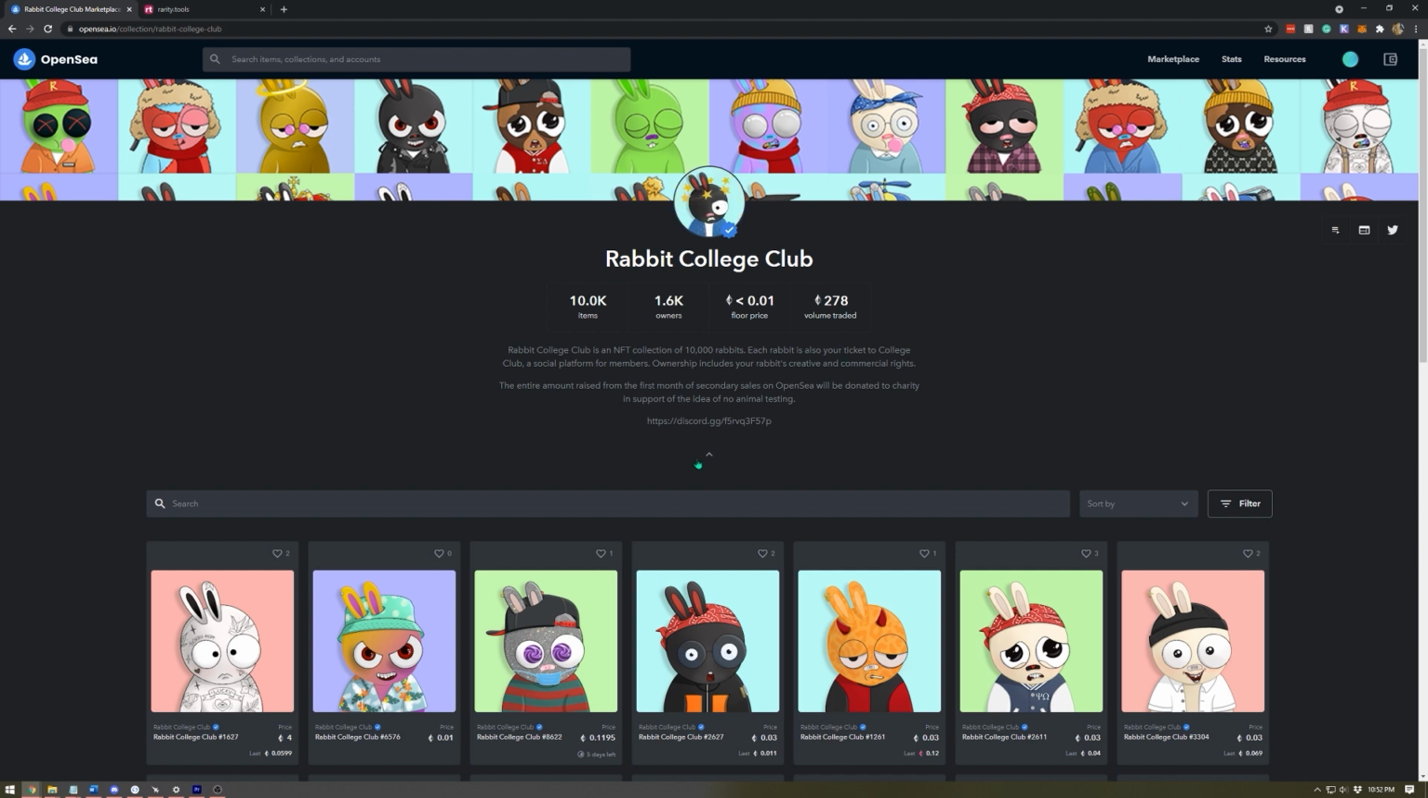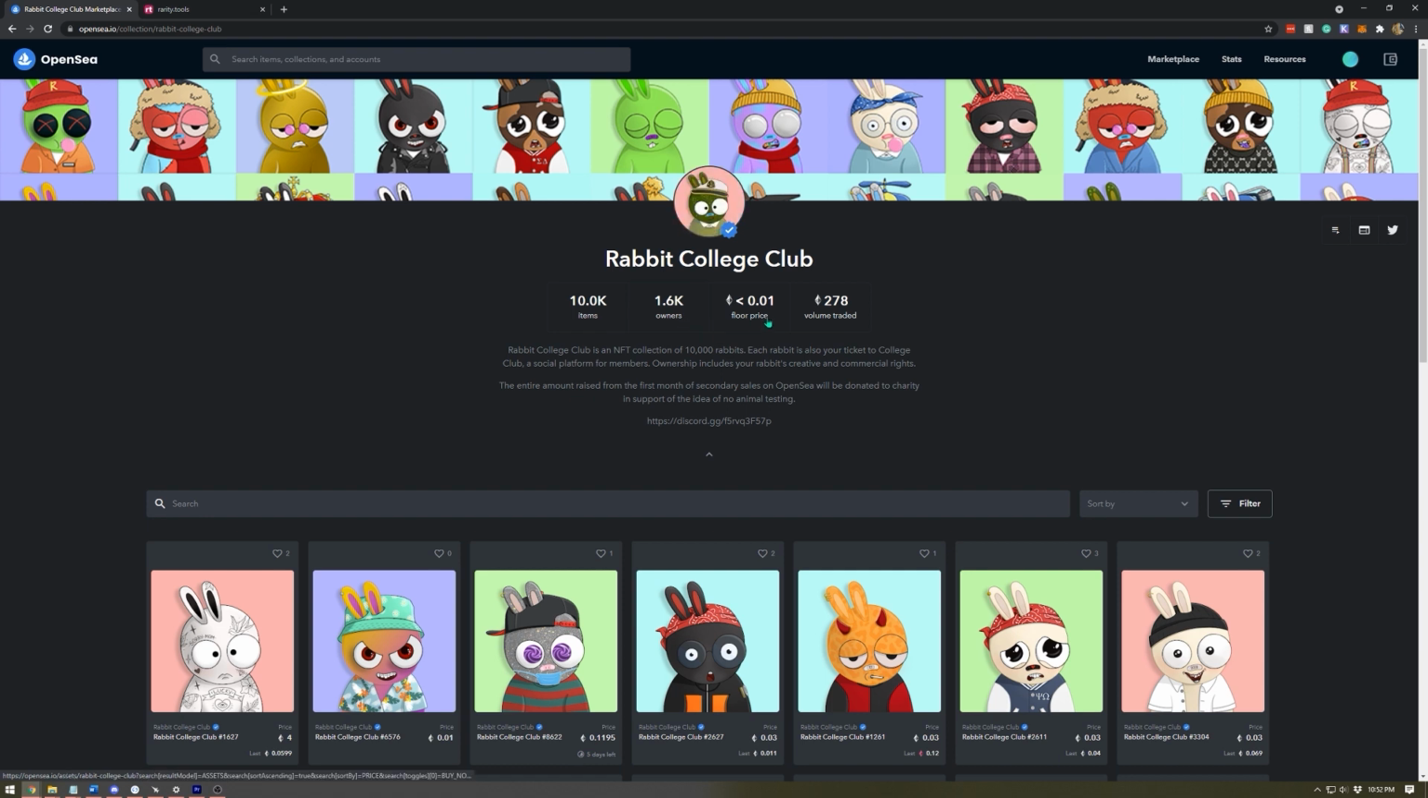And here you can see we are on the OpenSea page for Rabbit College Club. Floor price, first thing I'll usually look at. I also like to look at the owner number. We know there's 10,000 items, so when you look at this, there's not a large number of owners. That might look like a lot, but really it's not.